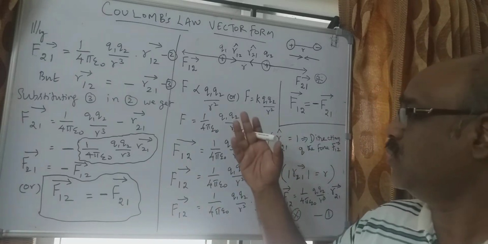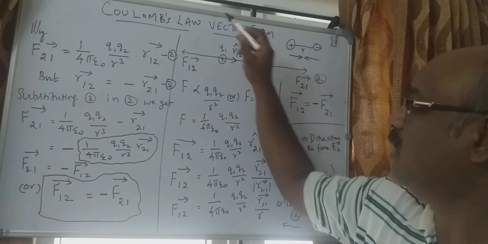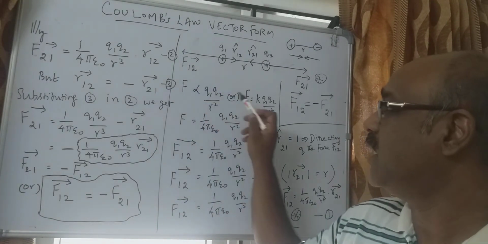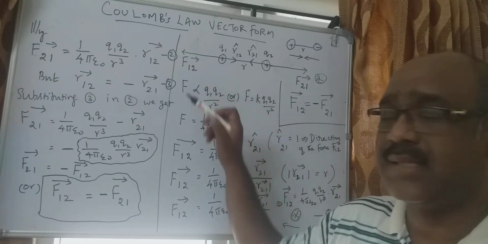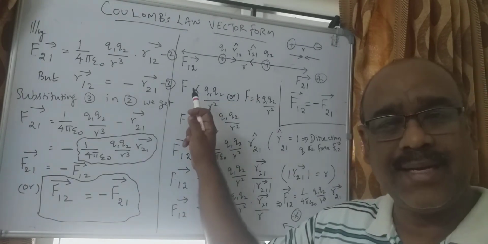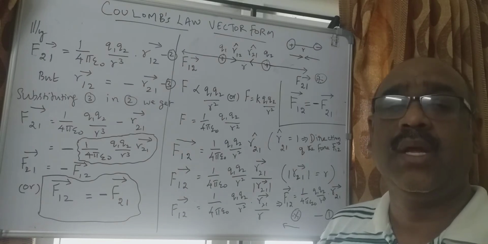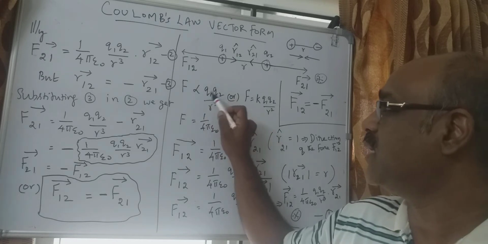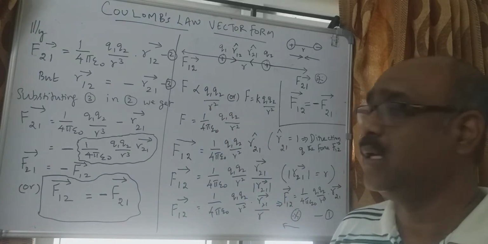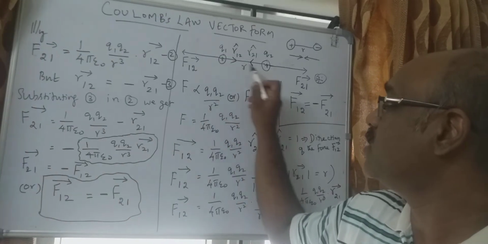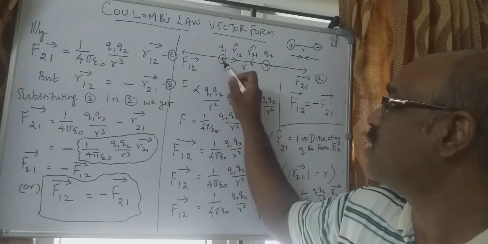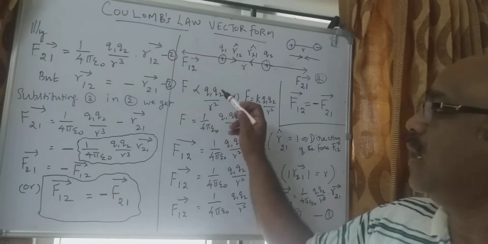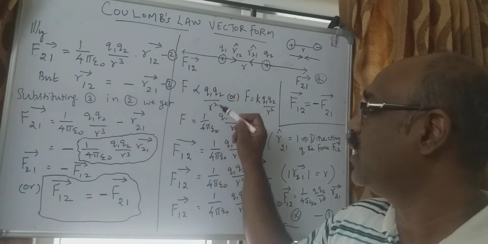Okay. So how to prove this using Coulomb's law in vector form? For that, we are going to take the general formula for Coulomb's law, which states that the force of repulsion or the force of attraction between two stationary point charges is directly proportional to the product of the charges q1, q2, and inversely proportional to the square of the distance between these two charges. Now, F is directly proportional to q1 q2 divided by r square.